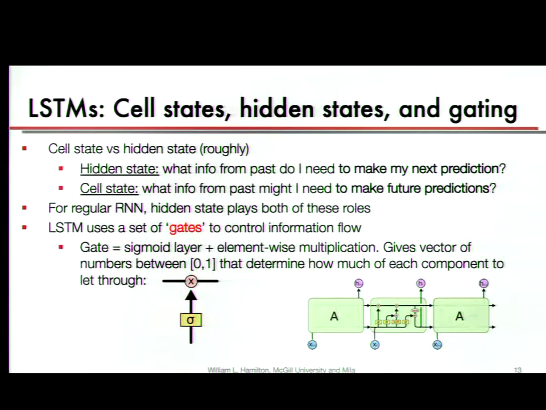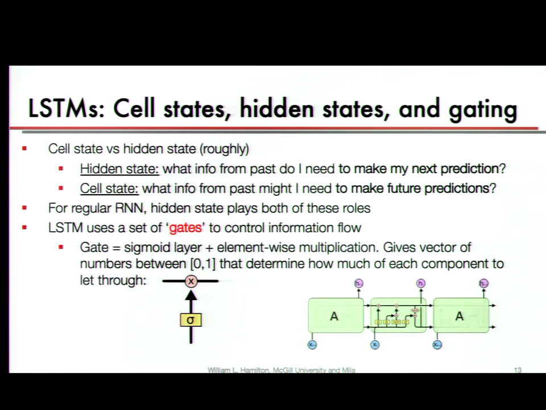And then we take this vector where we have a bunch of values between 0 and 1, and we do an element-wise multiplication with some other vector. And we think of that as gating, because these 0 to 1 values, if there's a 1 in a particular entry, this means we're letting all the information at that index through. If there's a 0, that means we're letting no information through.